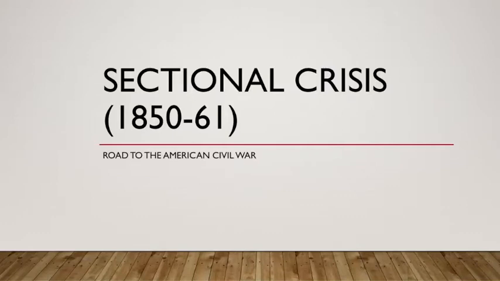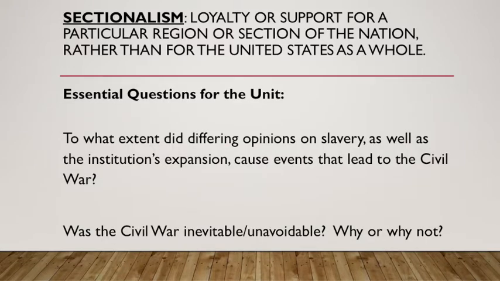Okay, so for the next 3 weeks or so, we are going to be looking at the road to the American Civil War, the age of sectional crisis that gripped the country between 1850 and 1861. When we talk about a sectional crisis and sectionalism, it means loyalty or support for one particular region or section of the nation rather than for the United States as a whole. And that's what you're going to see increasing during this time.